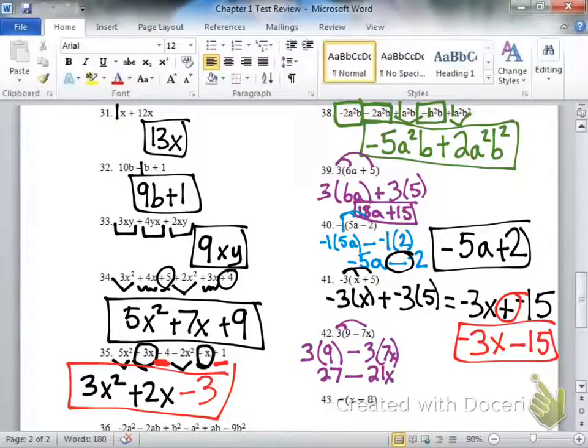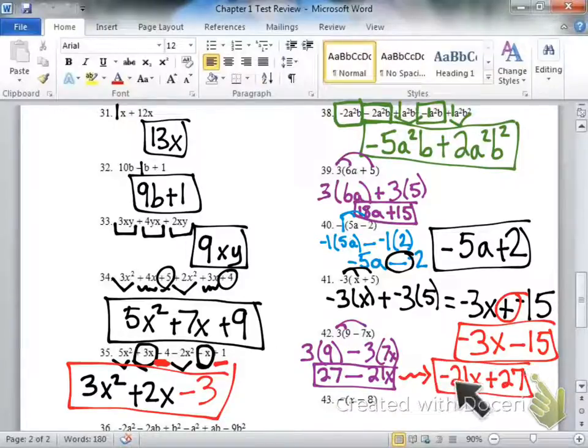Now, if you want to leave it like this for my class, I'm okay with that. Some teachers require you to write the x in the front. If you want to do that, though, you have to keep the negative 21 with it. So that'd be negative 21x, and the 27 is positive, so plus 27. Either of those answers is fine.